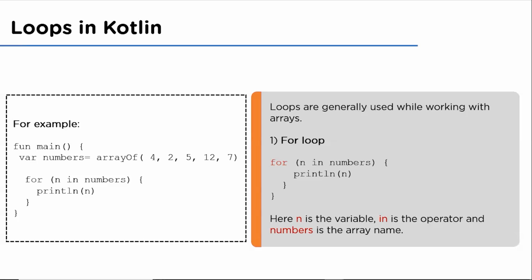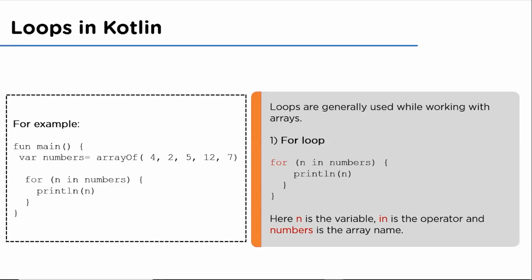In this for loop, we use a variable, in operator and the array name to display the elements of the array. For example, as you can see in the example, there is an array with elements 4, 2, 5, 12, 7, and using the for loop, we are displaying the elements of the array. Here n is the variable, in is the operator, and numbers is the array name. Loops are also used to iterate through the ranges, which we will discuss later.